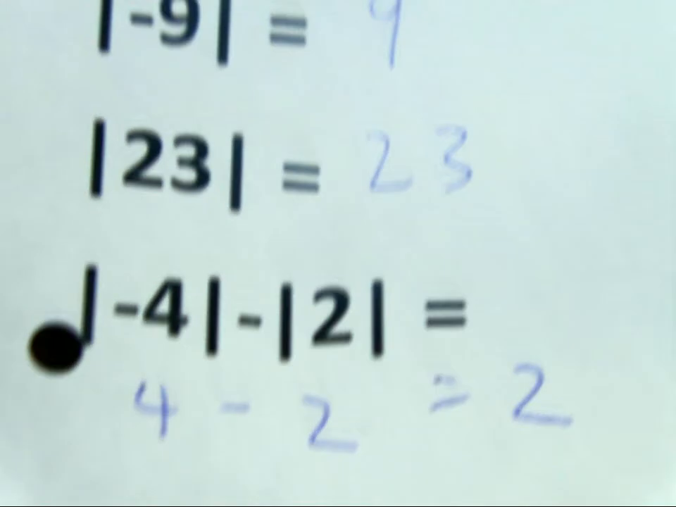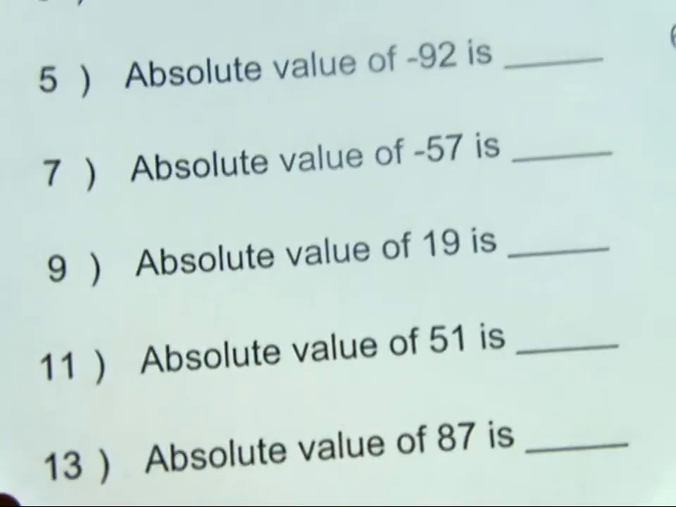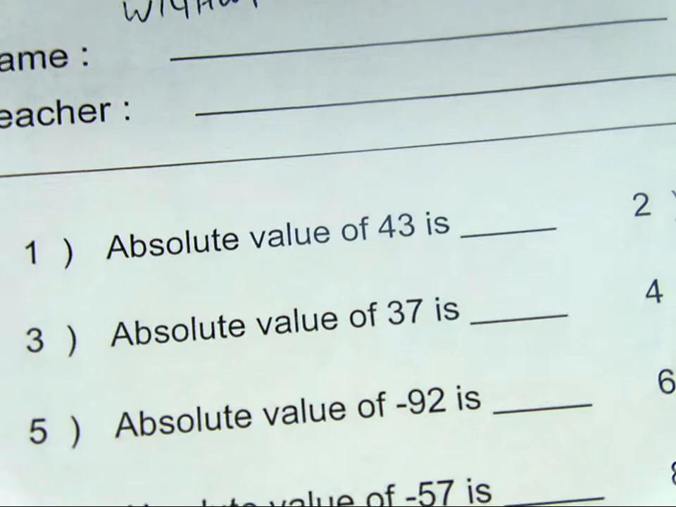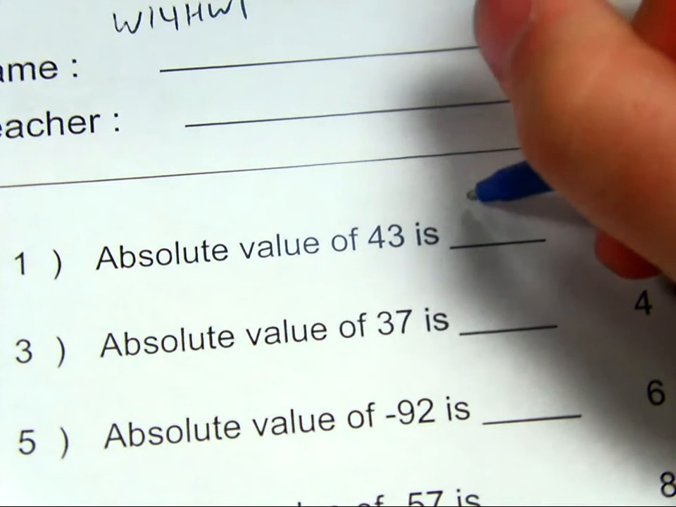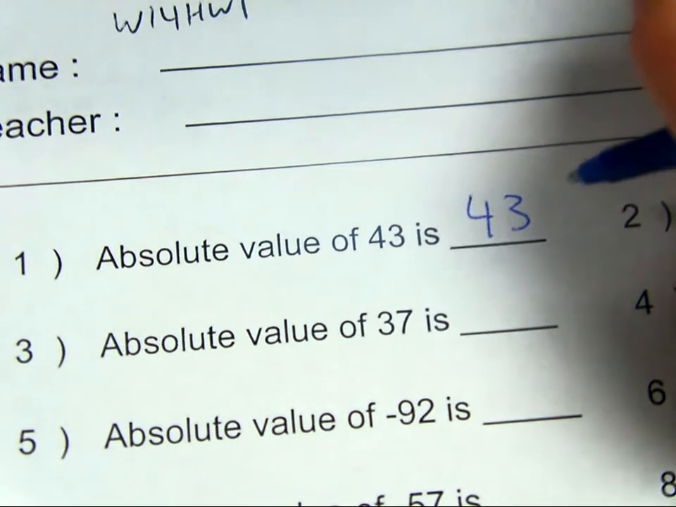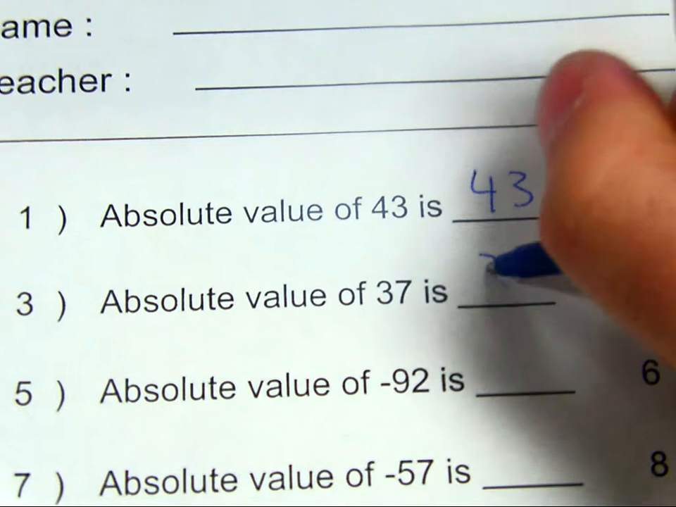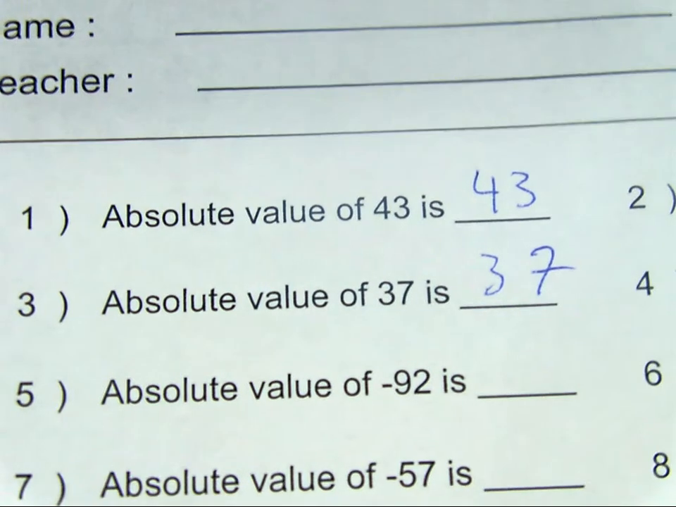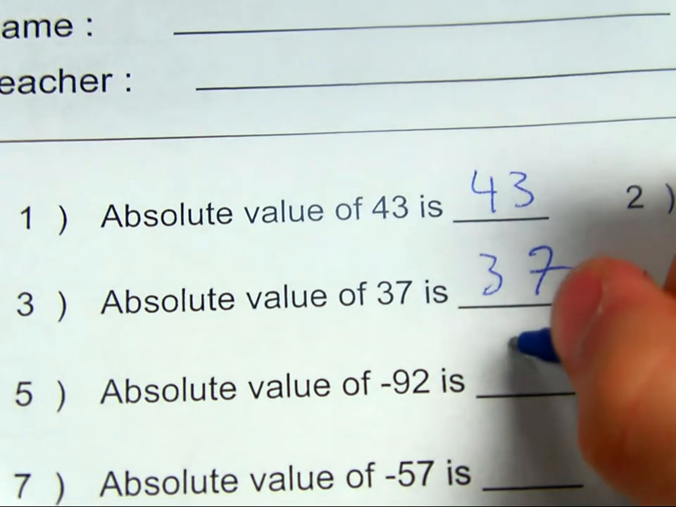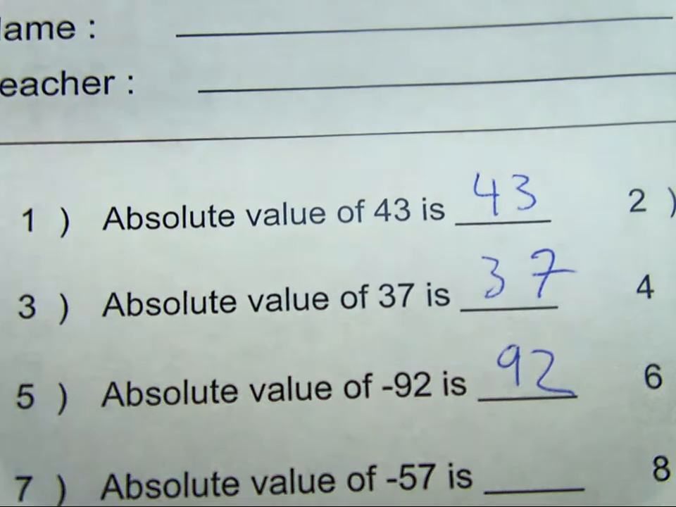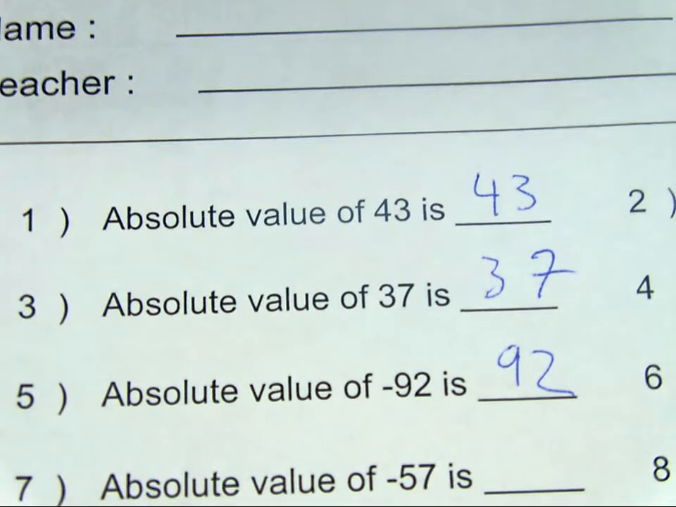Now on the homework, what that means, on the homework on the front, it says the absolute value of 43 will still be 43. The absolute value of 37 will again be 37. The absolute value of negative 92 will still be 92 because negative 92 is 92 spaces from 0.